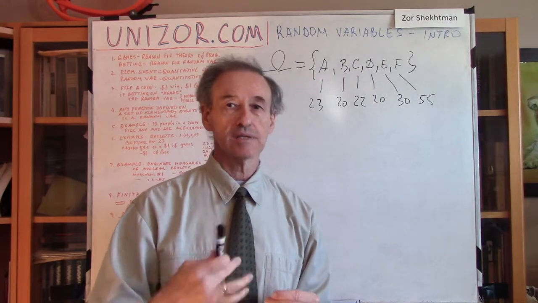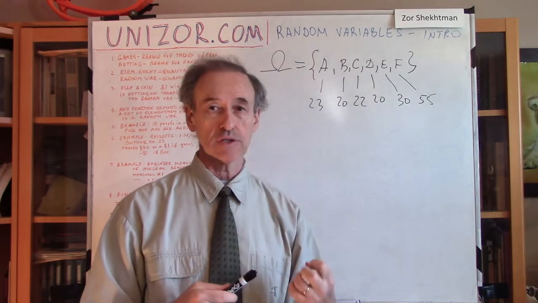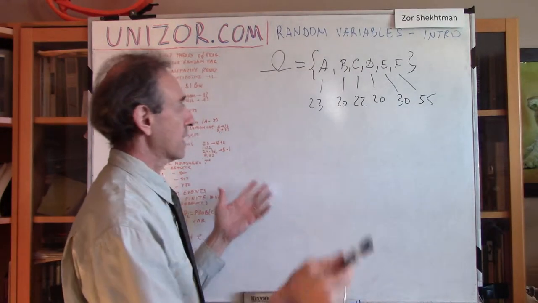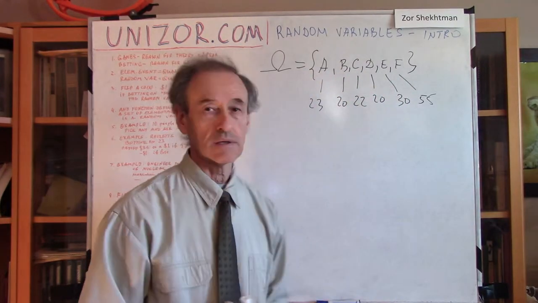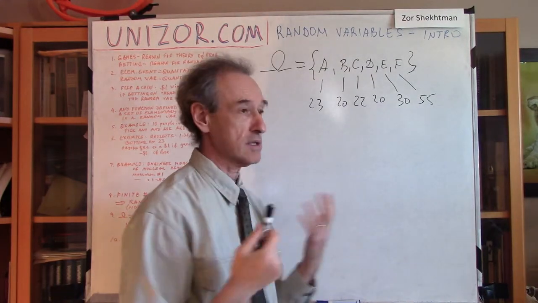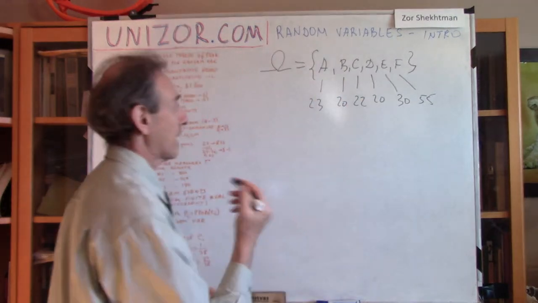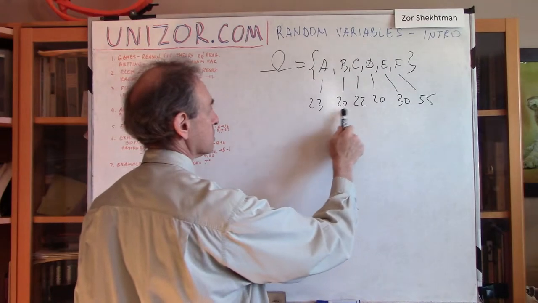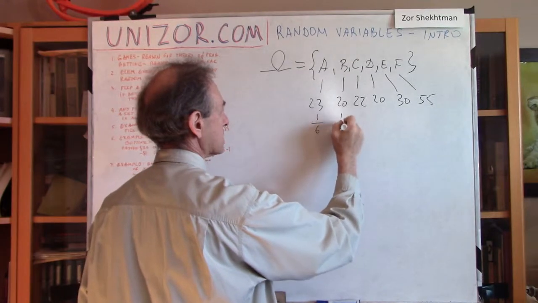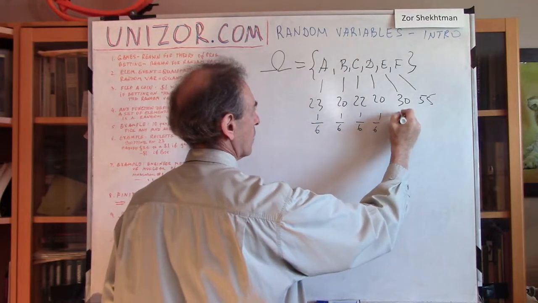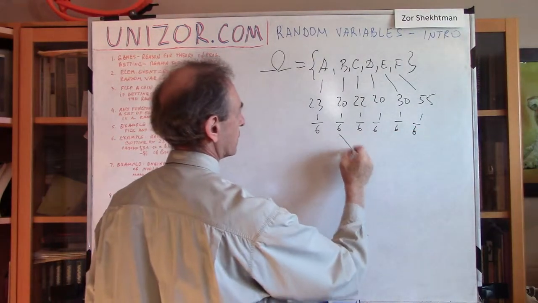So, if I am selecting a particular person out of this set, and this person has a certain age, the age is basically a numerical result of the random experiment of selecting the person. If I am selecting with equal chances, then each one of these has 1/6 probability. Well, there are 6 of them, right? So the probability associated with each elementary event is 1/6. So my random variable takes values 23, 20, 22, 20, 30, and 55 with probabilities correspondingly 1/6, 1/6, 1/6, 1/6, 1/6, and 1/6.